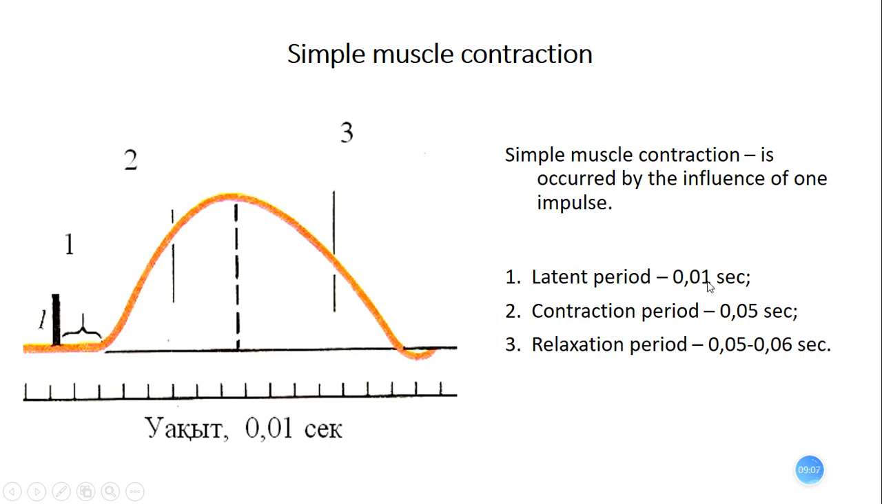For the latent period, it's 0.01 second, and for the contraction period, it's 0.05 seconds. And then for the relaxation period, it's 0.05. Sometimes we say it's 0.06 seconds. And usually the contraction period is always shorter than the relaxation period. It's because contraction is an active process and relaxation is a passive process.